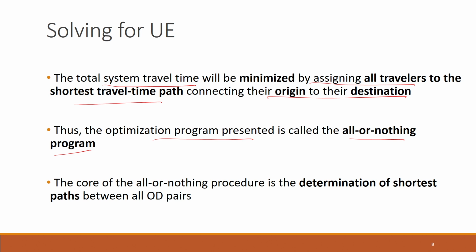The core of the all or nothing procedure is the determination of the shortest paths between all the OD pairs, okay. We can just quickly take a look at an example of how this all or nothing works. So for example, suppose there is a simple network here.